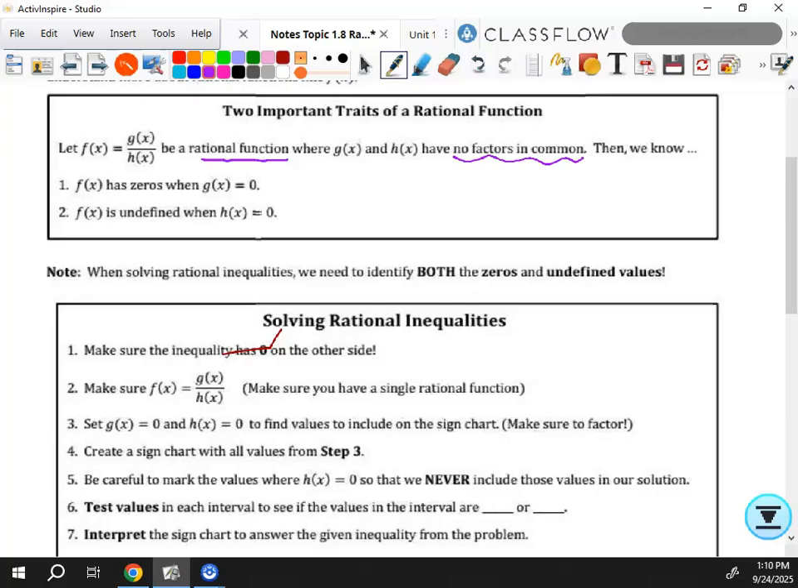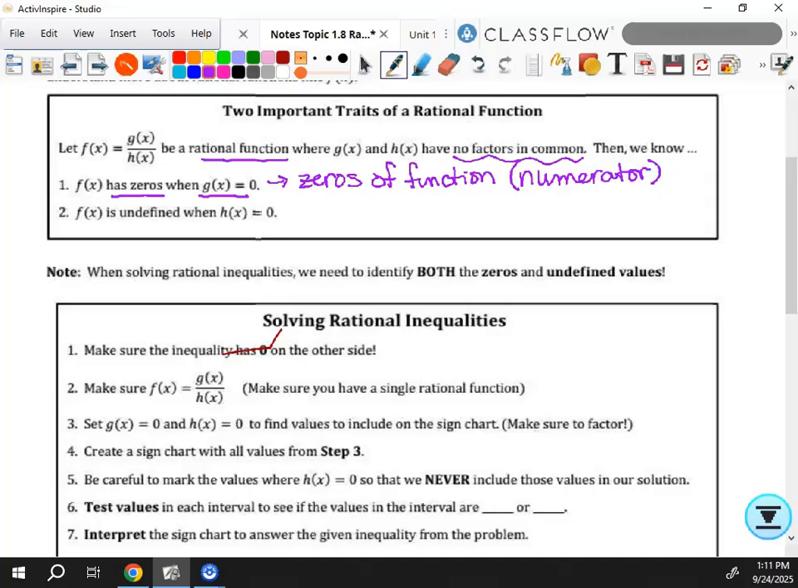All right, so then we know that f of x has zeros when g of x equals 0. That's your numerator. And so that is just the zeros of the function. Those come from the numerator. Zeros of the function, and they come from the numerator.